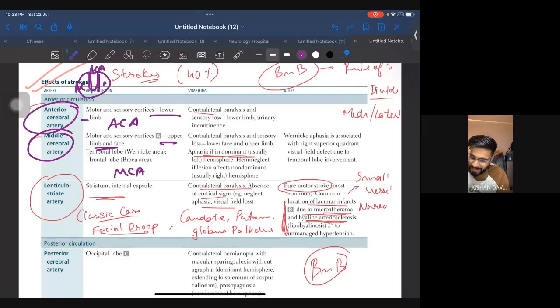Okay, second, Wernicke aphasia. We will do about aphasia later. But if they are asking about Wernicke aphasia, your answer will be MCA. Okay, because it is involving the face, right? Face में बोलने की दिक्कत आ रही है. Face से बोलते हो ना? So MCA. Wernicke aphasia, MCA. All right. Another thing that you need to remember here is Wernicke aphasia is associated with right superior quadrant visual field defect due to temporal lobe involvement. Superior quadrant is high yield.